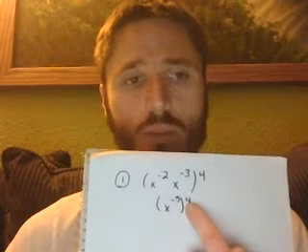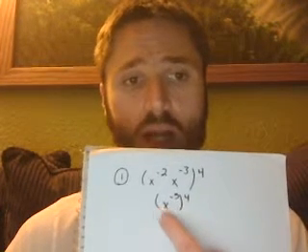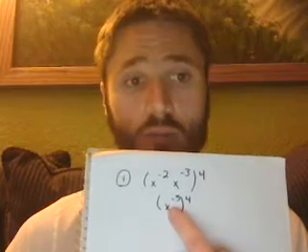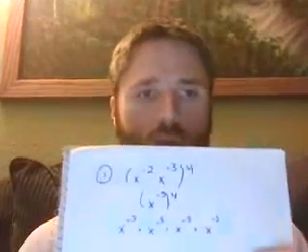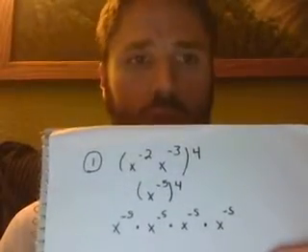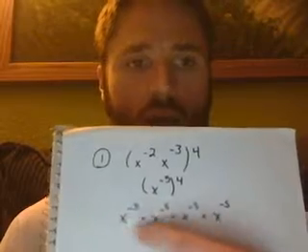So what does to the fourth power mean? That means I'm going to multiply this x to the negative 5 by itself 4 times. So that would be equal to x to the negative 5 times x to the negative 5 times x to the negative 5 times x to the negative 5. So I have a string of x to the negative 5's all being multiplied together. How would I simplify this?